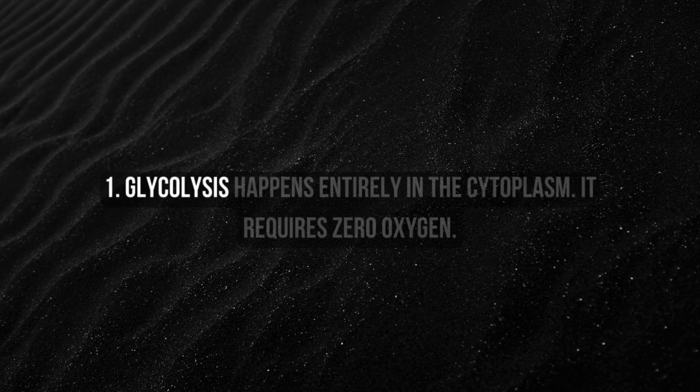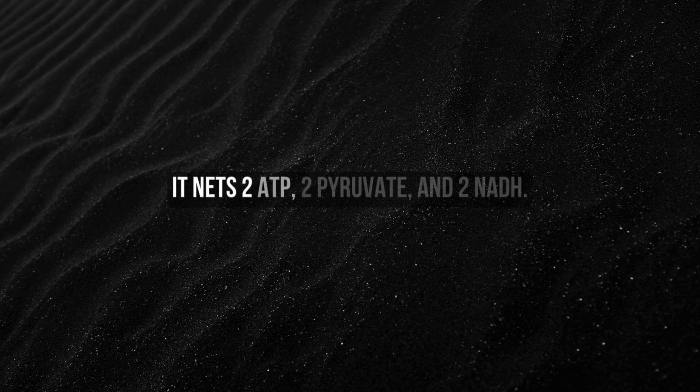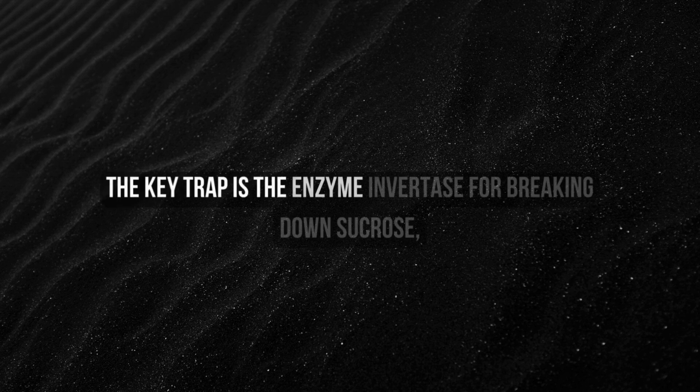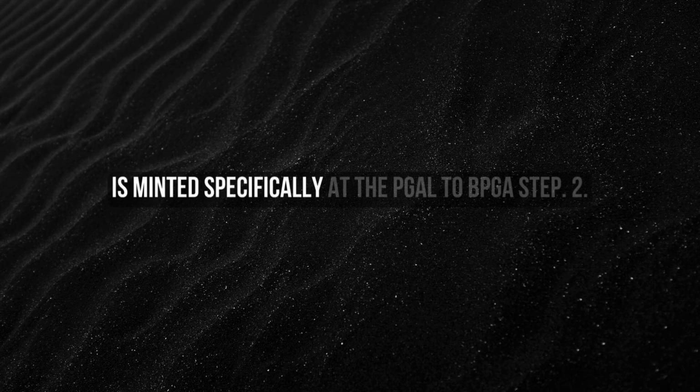1. Glycolysis happens entirely in the cytoplasm. It requires 0 oxygen. It nets 2 ATP, 2 pyruvate, and 2 NADH. The key trap is the enzyme invertase for breaking down sucrose, and remember that NADH is minted specifically at the PGAL to BPGA step. Got it.